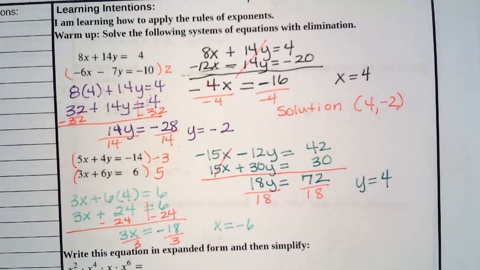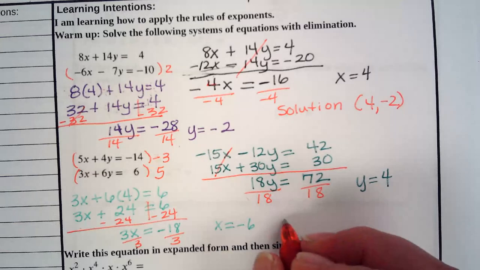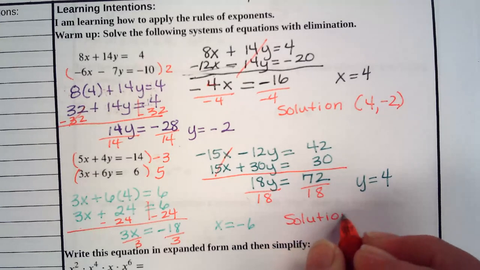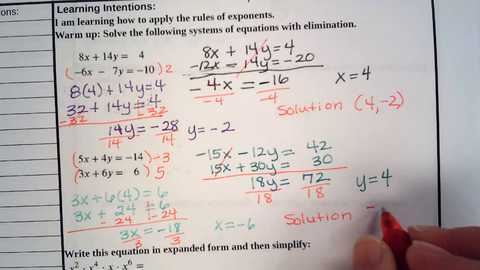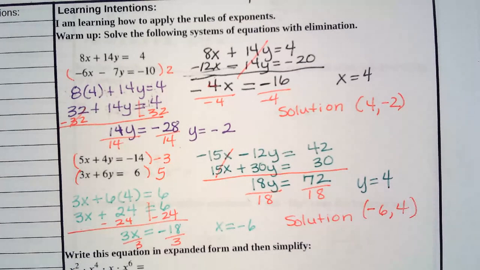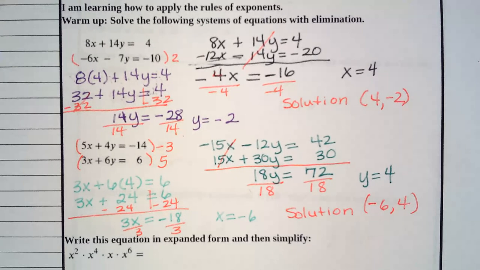So what is my solution? My solution is a point: -6, 4. So I hope that that wasn't too awfully difficult for you to do. We still need to practice more on solving systems.